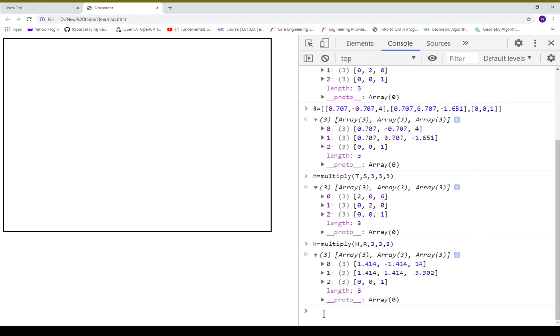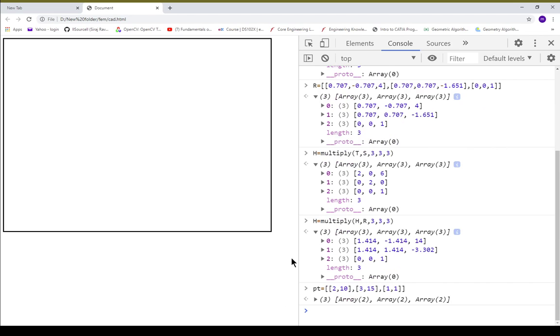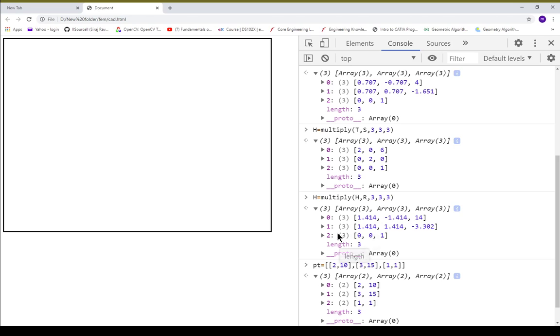So now first I'll create a point PT. So PT is again a 2-dimensional array. Okay, so its coordinates are 2 10. So 2 comma 10, that is my first row, comma the second row would be 3 15, 3 comma 15, and my last row will be 1 comma 1 in this way. So let's see what I got.